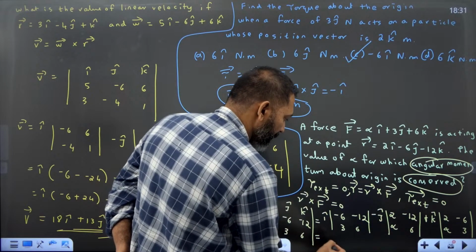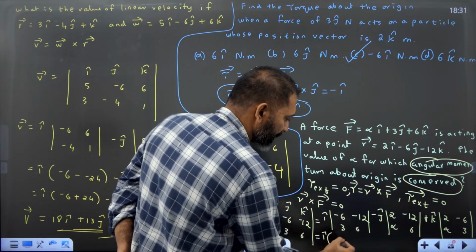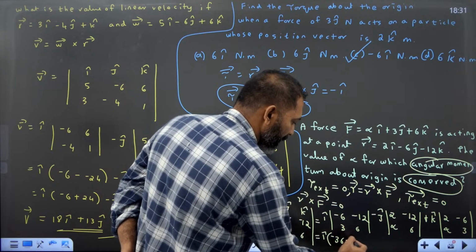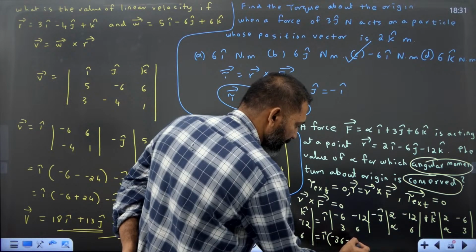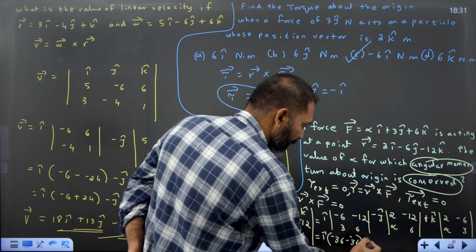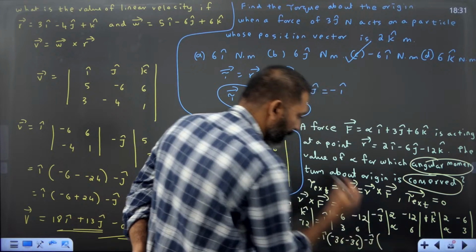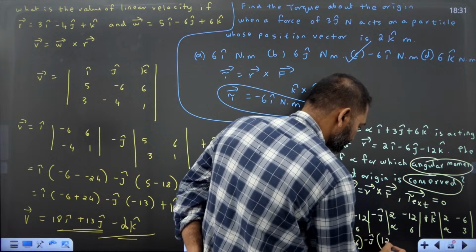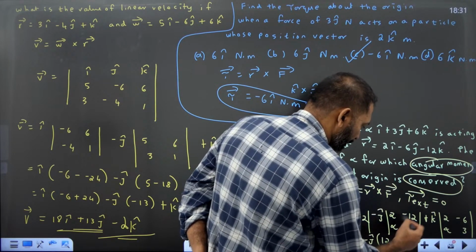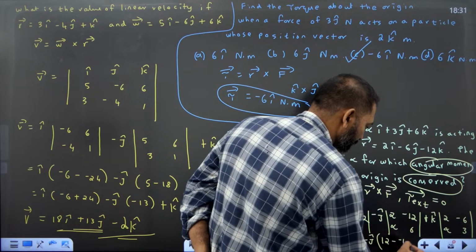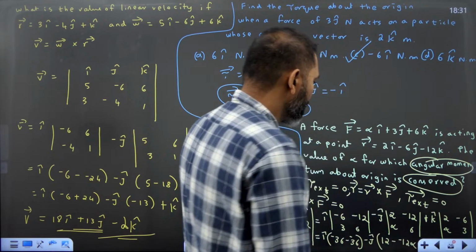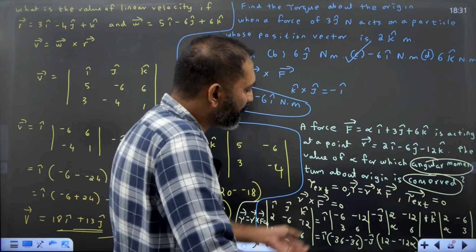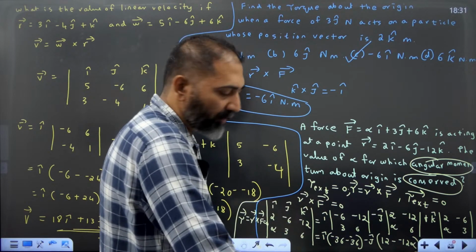So that is I cap into minus 6 into minus 6, which is minus 36, minus 3 into minus 12, which is minus 36. Minus j cap into 2 into 6, 12, minus 12 into alpha, minus 12 alpha. So from this data we can find the value of alpha. 12 plus 12 alpha should be equal to 0. So alpha has to be minus 1.